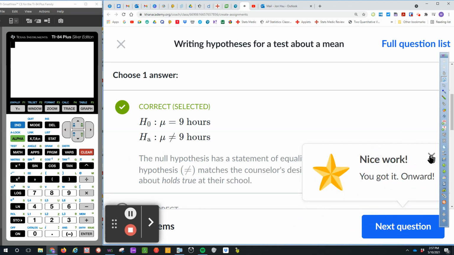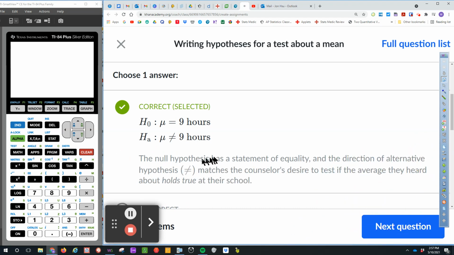So let's read what it says. The null hypothesis has a statement of equality, that's why it says the population mean equals 9. And the direction of the alternative hypothesis is not equals to because it matches the counselor's desire to test if the average they heard about holds true at their school. Could be less, could be more.